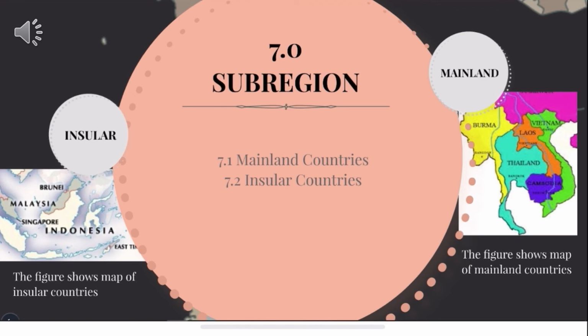7.0 Sub-region. In sub-region, we have 7.1 mainland countries and 7.2 insular countries. On your right side, we can see the figure showing the map of mainland countries. So we have Burma, which is Myanmar, Vietnam, Laos, Thailand, and Cambodia. And on your left side, we have insular. The figure shows the map of insular countries. So we have Brunei, Malaysia, Singapore, Indonesia, and East Timor.